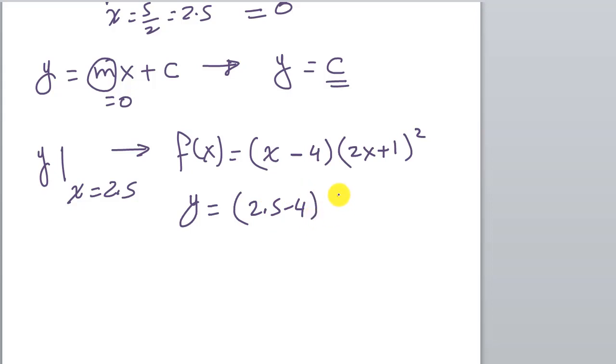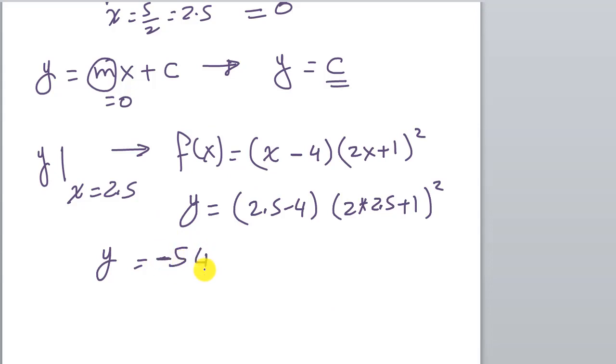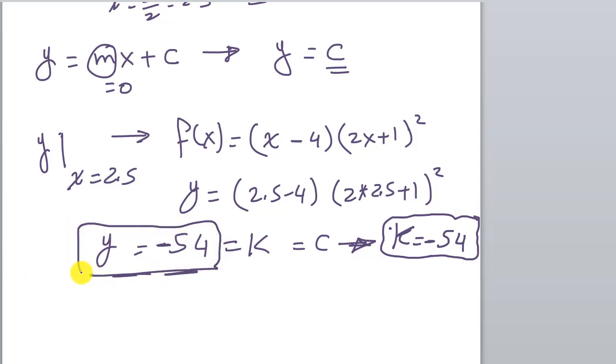So 2.5 minus 4 multiplied by 2 multiplied by 2.5 plus 1 squared. So this y is equal to, let us bring our calculator, open the bracket, 2.5 minus 4 multiplied by 2 multiplied by 2.5 plus 1 squared. So y is equal to minus 54, which is equal to k or equal to c. So the equation of the line, from here k is equal to minus 54, and this is the answer of the question. And of course y is equal to minus 54.